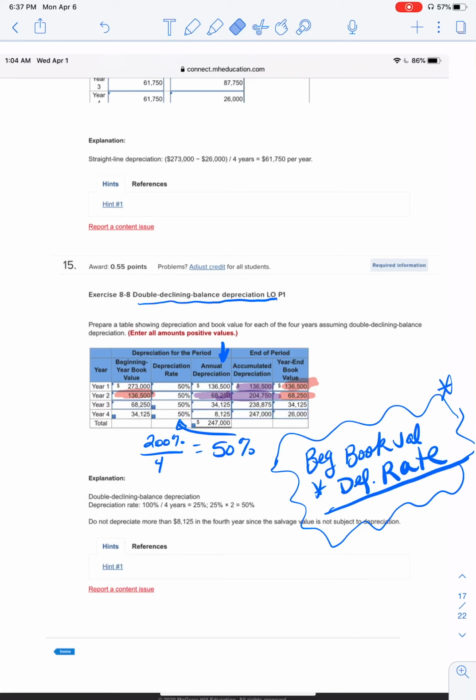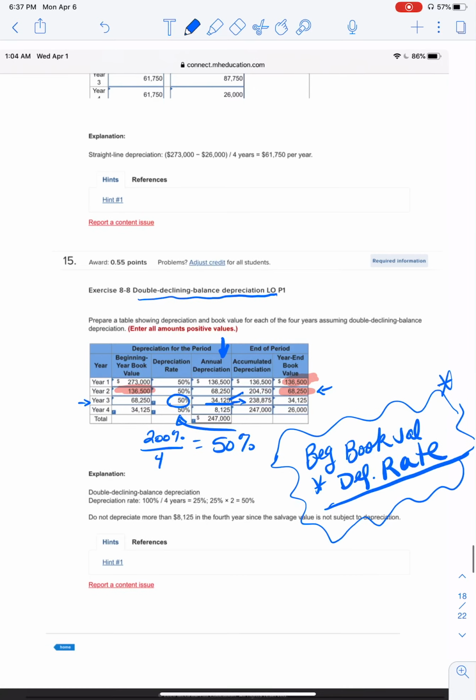I'm going to talk through it, but I'm not going to show quite as many notes just to help us not spend too long on this, because I know this video is already getting quite lengthy. So for year 3, I'm going to transfer this year-end book value right here to my beginning of year book value in year 3. I'm still using the same 50%. 50% of 68,250 gives you 34,125. I'll then add my 204 and my 34 to give me 238. And then I will take my 68,250 less my current year annual depreciation of 34,125, and that brings me down to what is left of 34,125.